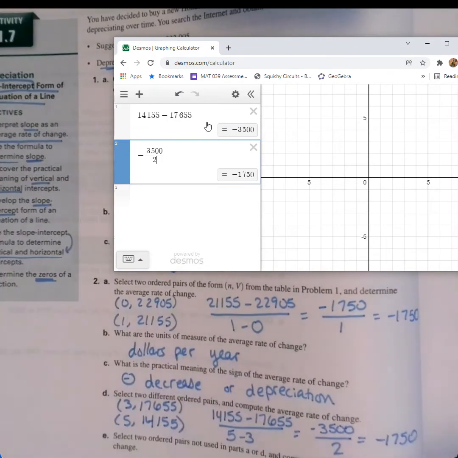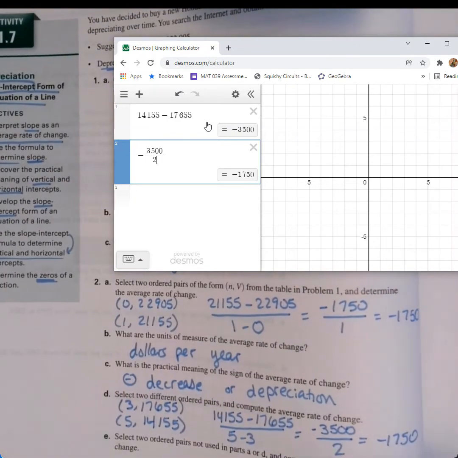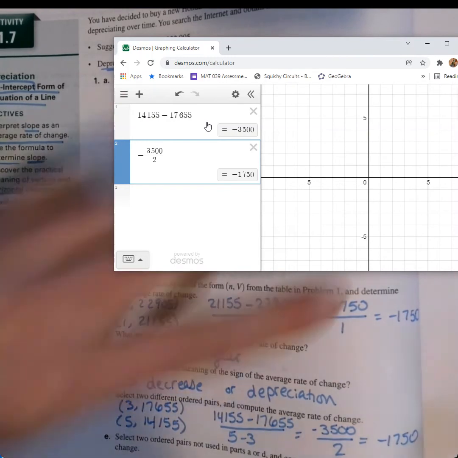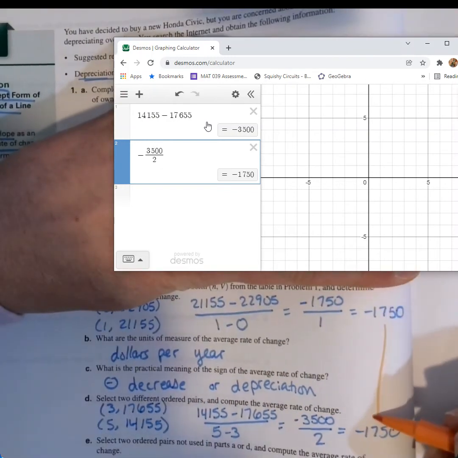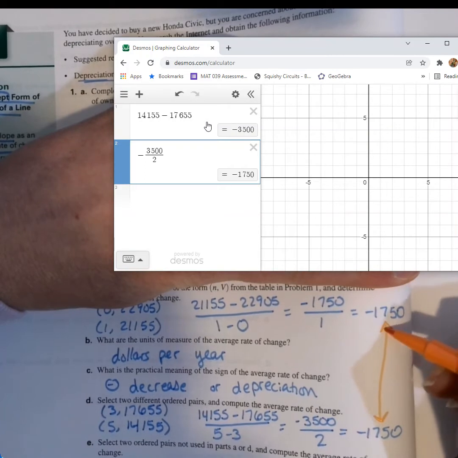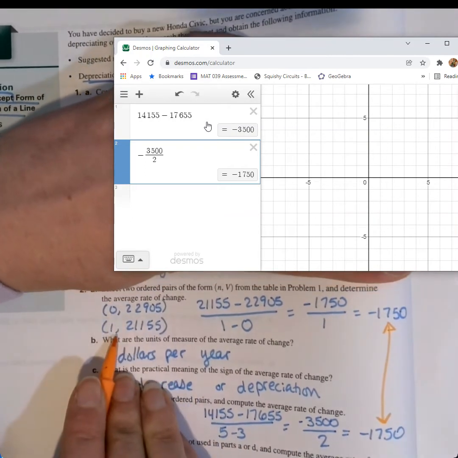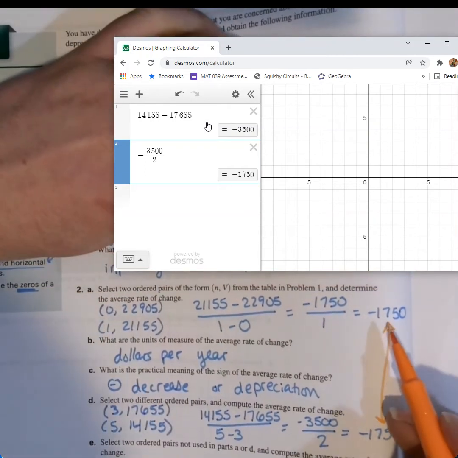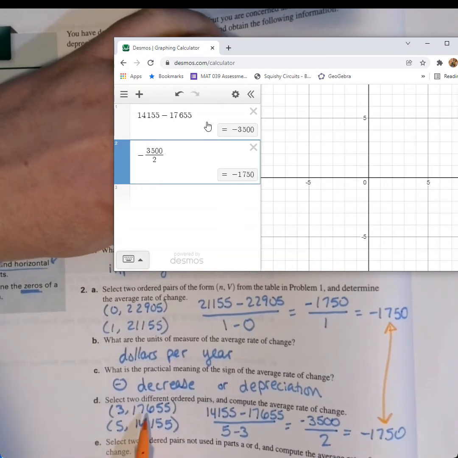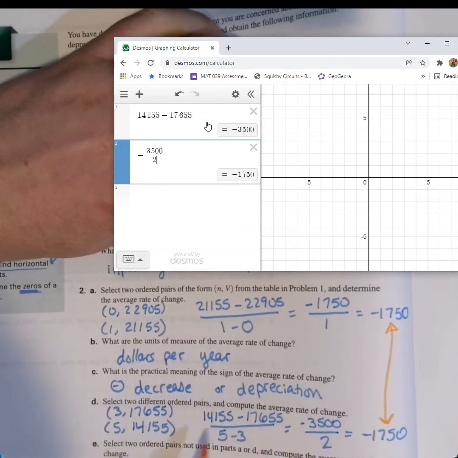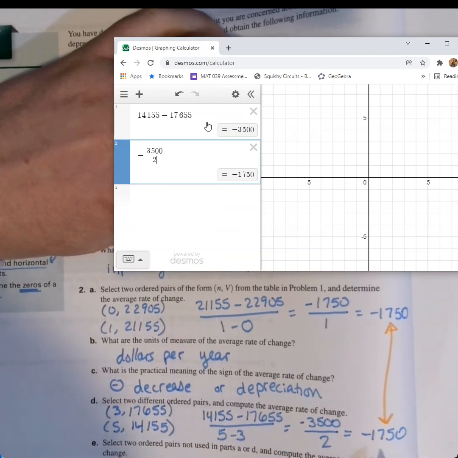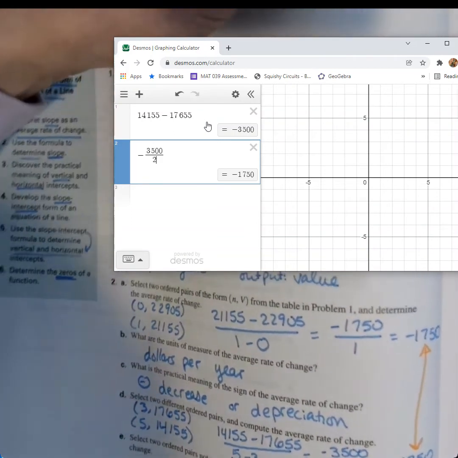Okay, so we should note right away that we got the same thing as when we did the average rate of change between the initial point and the point after 1 year. We got the negative 1,750. When we picked two other ordered pairs, the computation was certainly different. When I divided and simplified, the result is the same. We get to do it one more time.